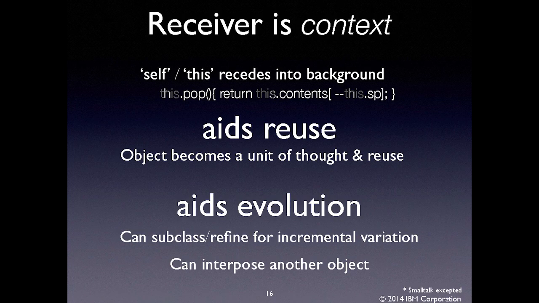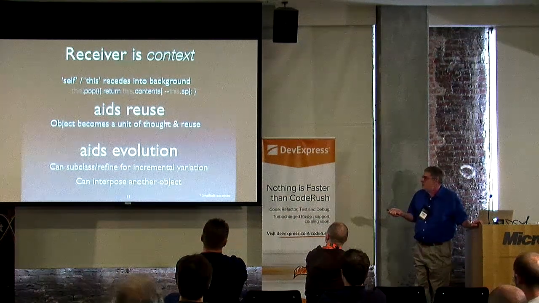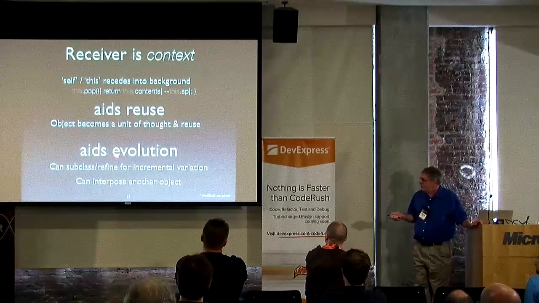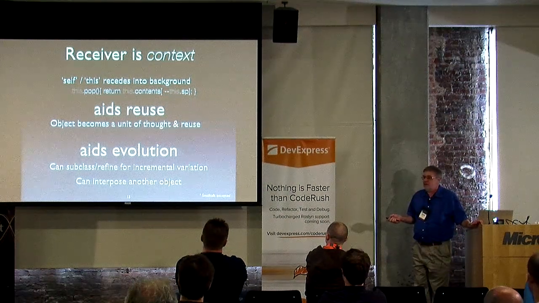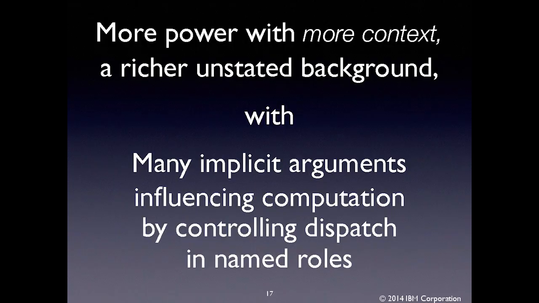And what's interesting is it kind of fades into the background of your mind. In fact, in languages that we use, this is so much fading into the background that it literally just fades and you don't write it. Now, because we have this context, we get to do reuse. That object becomes a unit of thought and reuse, and it makes evolution a whole lot easier. We can refine objects or classes. We can interpose them. So this context is playing a very powerful role.